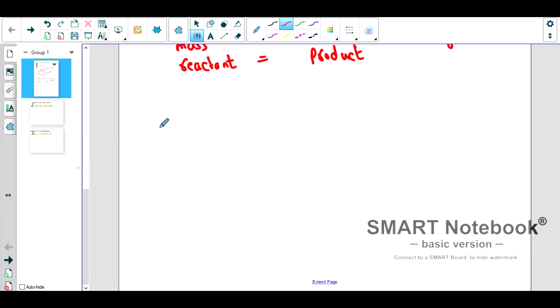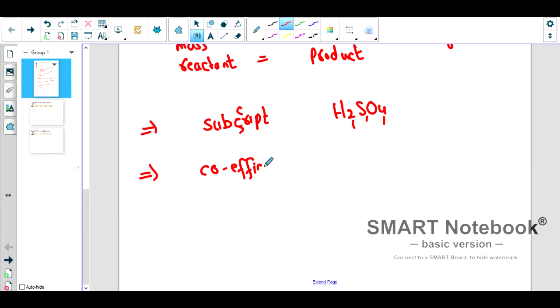The second important point while balancing equations is that you cannot change the subscript. Like if you have H2SO4, this 2, this 1 and this 4 are the subscripts. You cannot change them. If you change them, you eventually change the formation of the substance. The only thing that can be changed is the coefficient. To balance the equation, we can only change the coefficients.